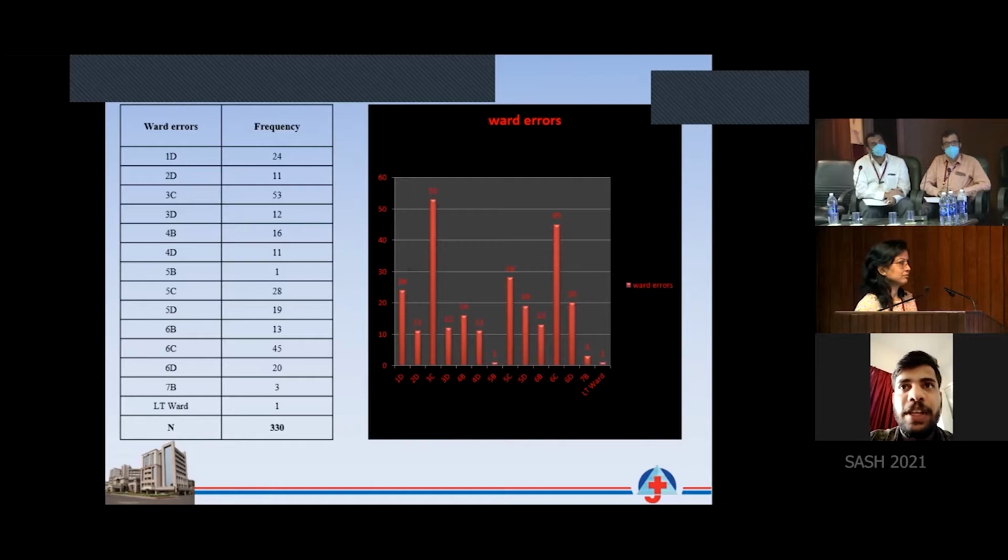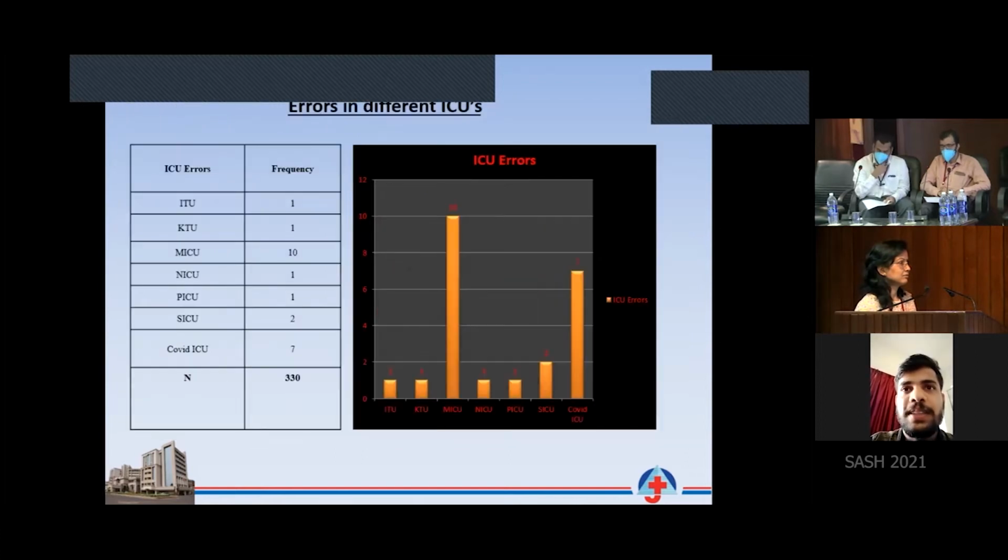Next, this graph and table indicate the errors in different wards. The highest number of errors has been identified in 3rd C ward. Next, this graph and table show the errors in different ICUs. The highest number of errors has been identified in MICU.